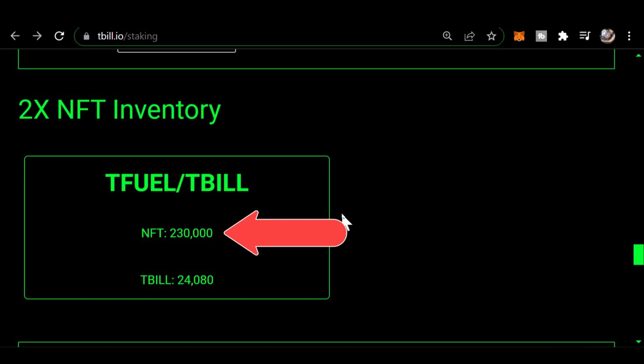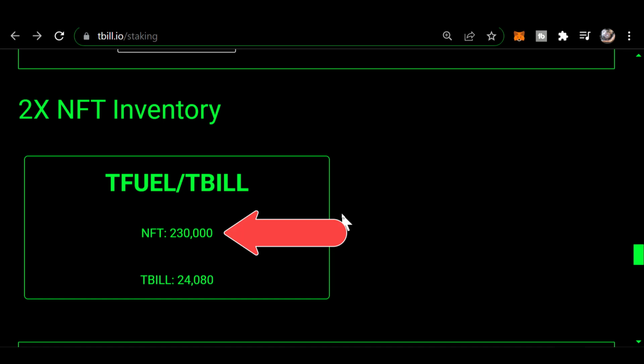I have 230,000. I bought two of the gold. One was for me, and the other one is potentially as an investment that I can resell. But in yesterday's video, I showed you what that NFT is worth to me. So it's worth more to me to keep it, unless I can find somebody that's willing to pay me at least 86,000 T-fuel. Of course, that's based on the current price of T-fuel, so that figure will go down.